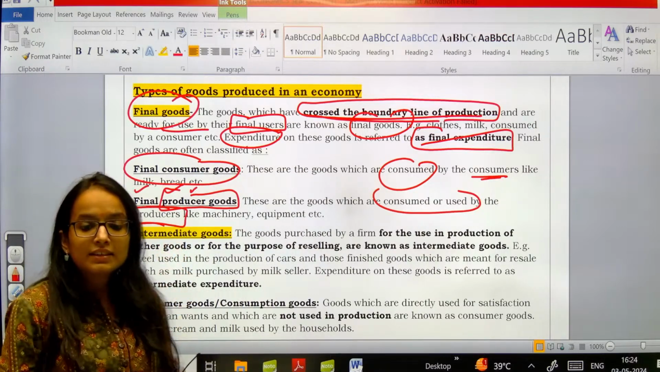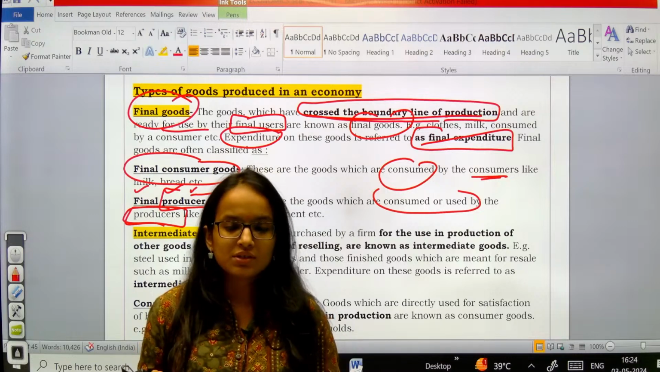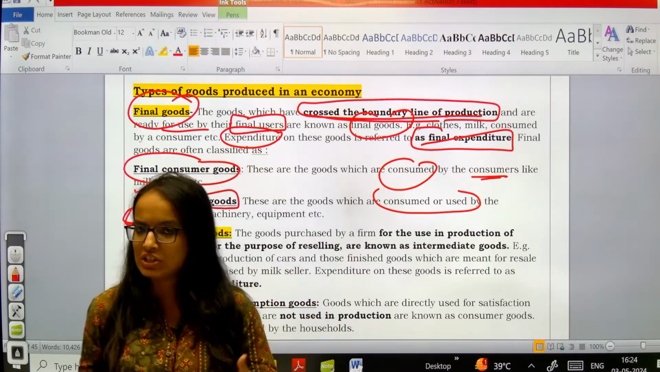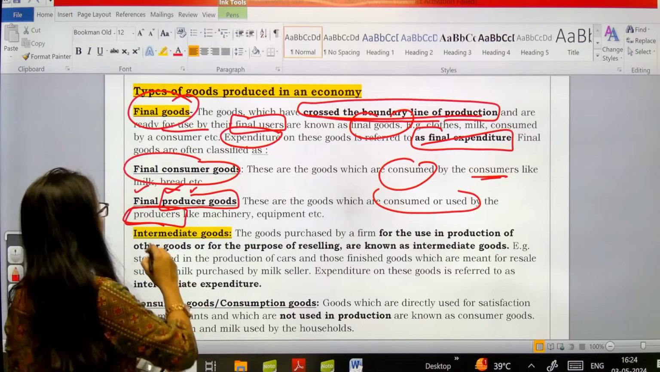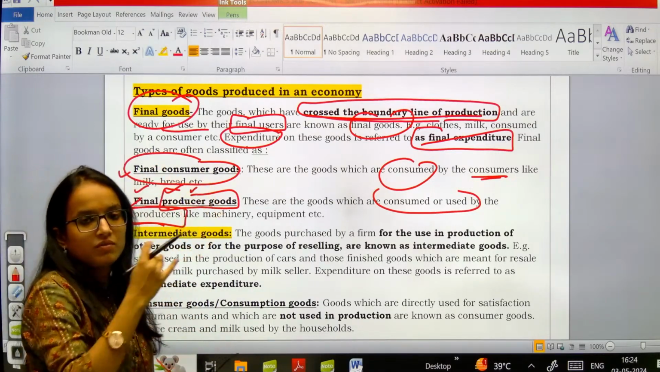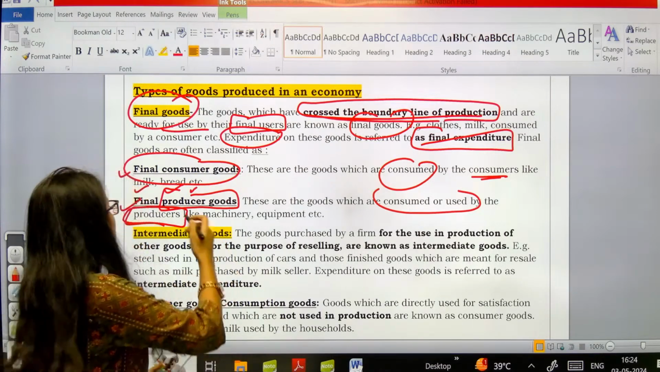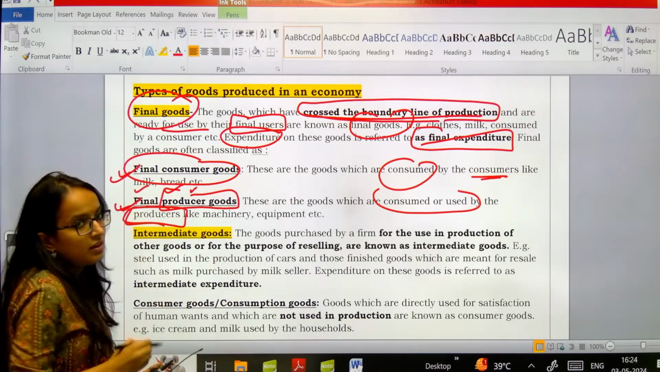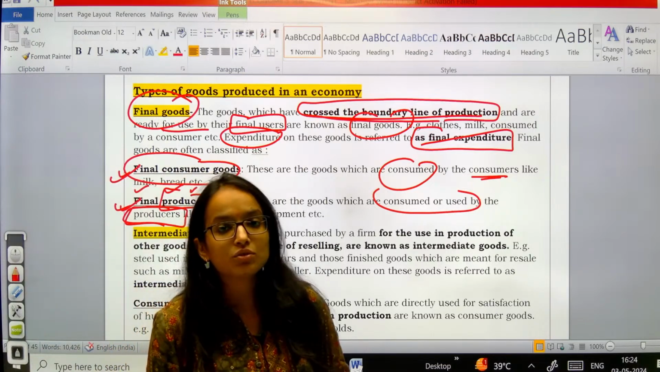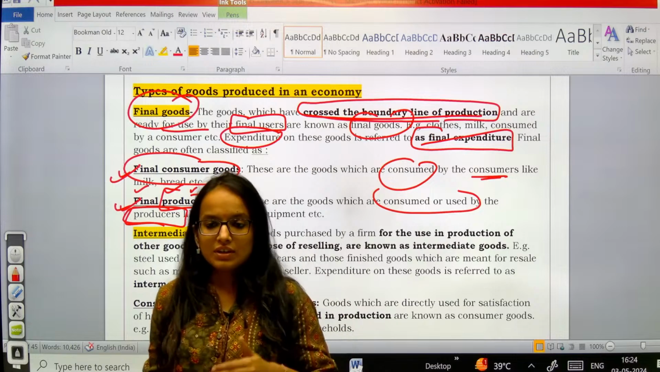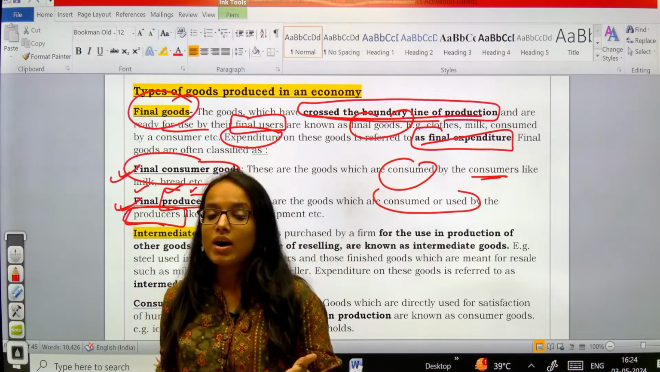When we say that they are used by the producers, we obviously mean that the producers are using those goods for production, whichever good is being produced in their factories or industries. So final goods, which are ready to use, need no value addition. There are two categories, the final consumer good and the final producer good. Now the next category is intermediate goods: all those goods which are yet to be consumed, which require value addition.